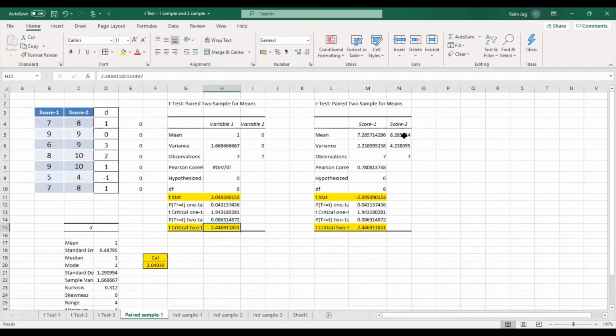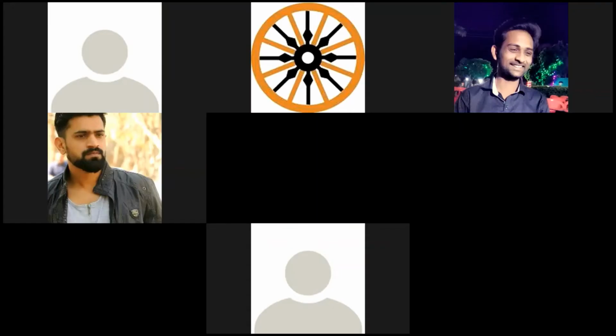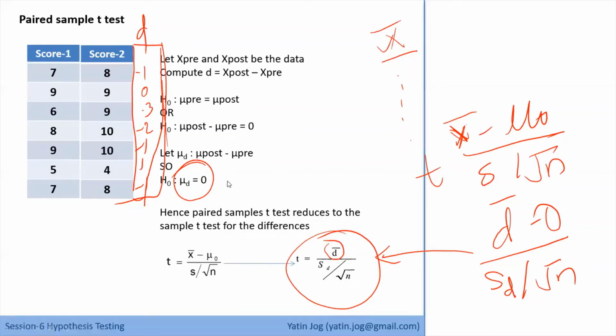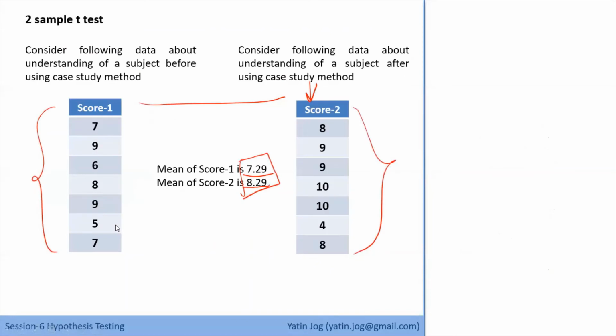When I say we fail to reject H0, again I'll go back to the presentation. What does it mean? This is my H0: mu of D equal to 0. There is no difference. There is no significant difference in the pre-scores and post-scores. So if I go back to the problem, the difference I'm getting is not significant enough to say that this difference is because of the case study method.